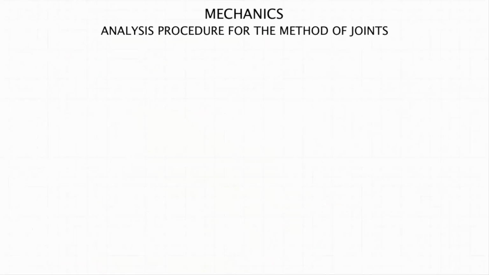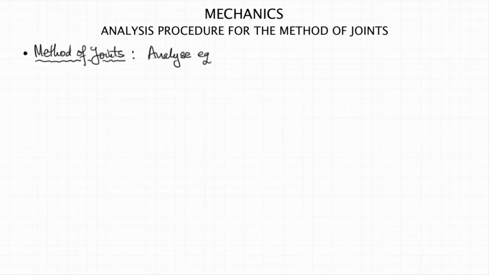Hello, in this lecture we will start studying the analysis procedure for trusses. There are actually two analysis methods, and we will now start discussing the method of joints. In this method, as its name implies, we analyze the equilibrium of joints in a truss, and we will do this sequentially, joint by joint, one after the other, until we complete the analysis of the entire truss.